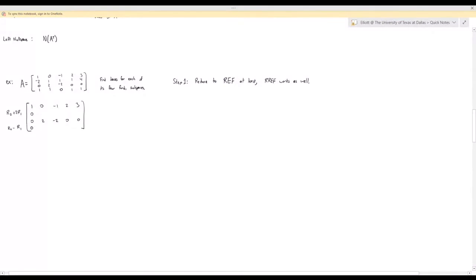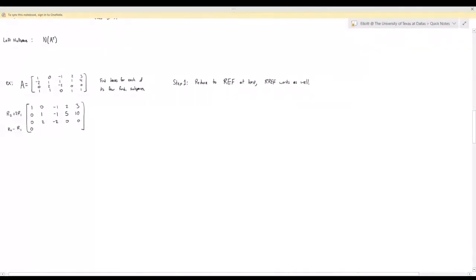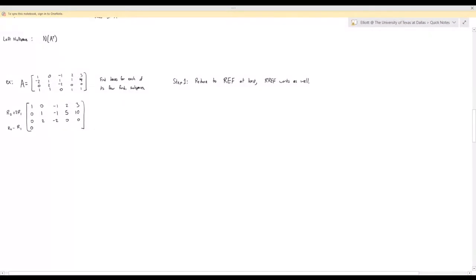Okay. Let's work out the rest of the new row 2 and row 4. So when we're doing row 2 plus 2 row 1, we got 1, 1 minus 2, 1 plus 4, and 4 plus 6. And then when we do row 4 minus row 1, 1 minus 0, 0 minus a negative 1, 1 minus 2, and 1 minus 3.